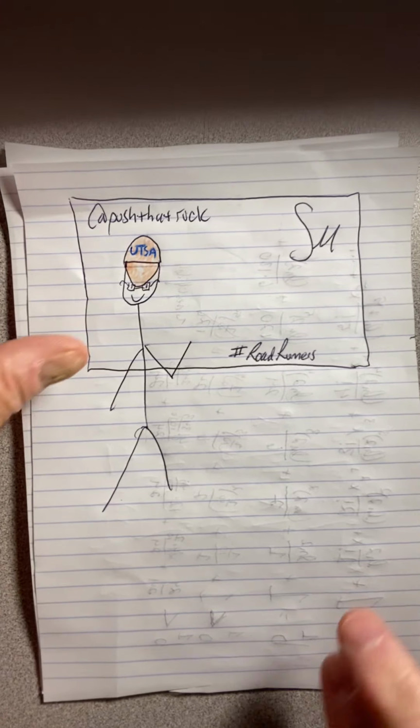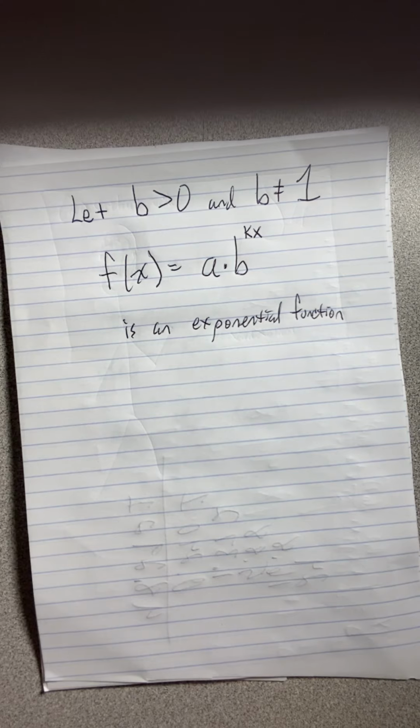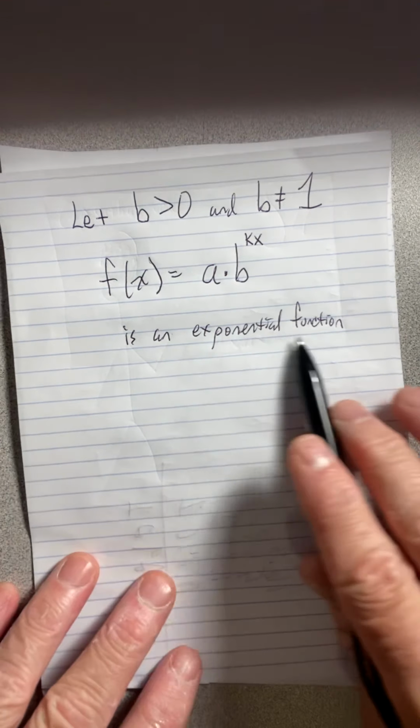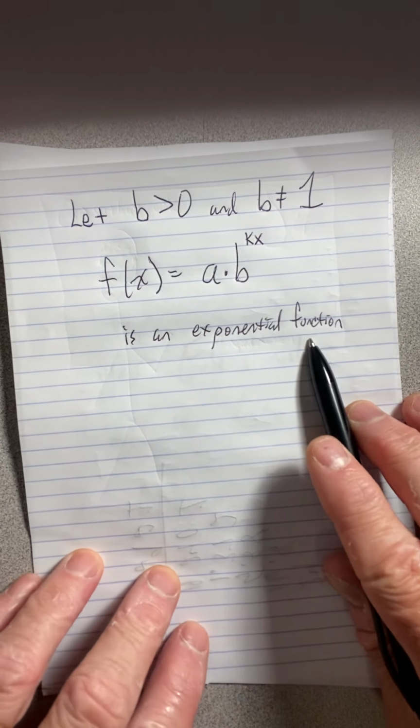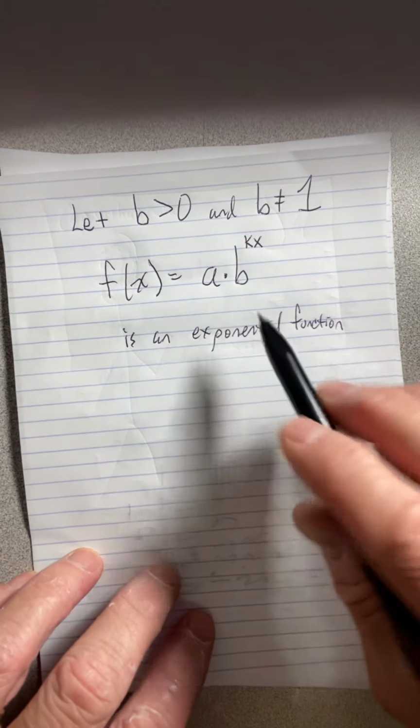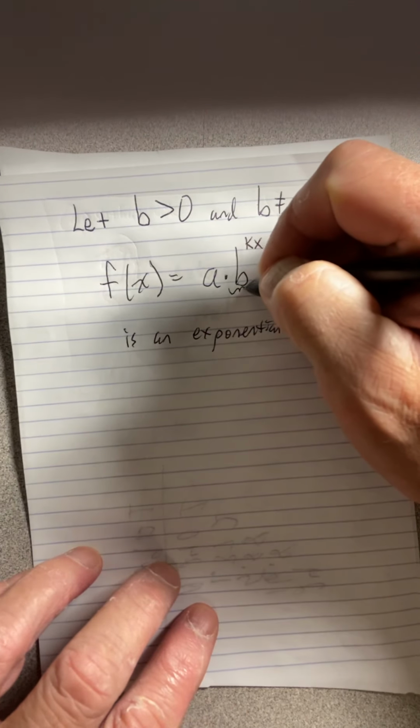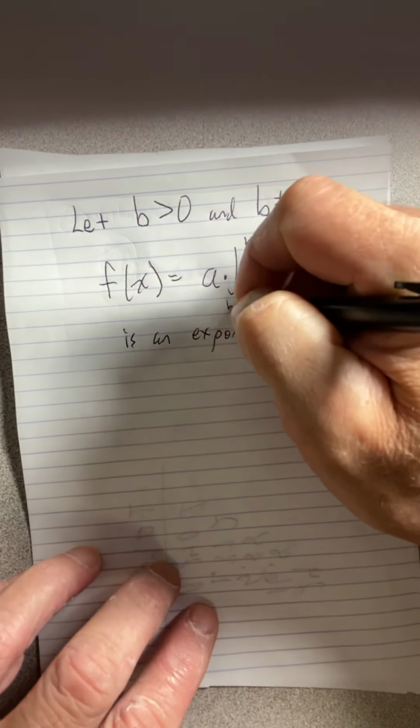Push that rock with some math. So we're going to define exponential functions. Exponential functions have a base. Remember, we have another word for that called a common ratio when it was used in a geometric sequence. But it has a base.